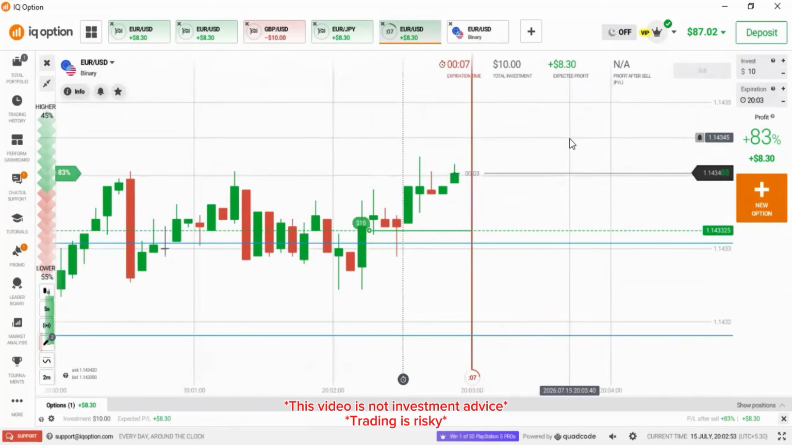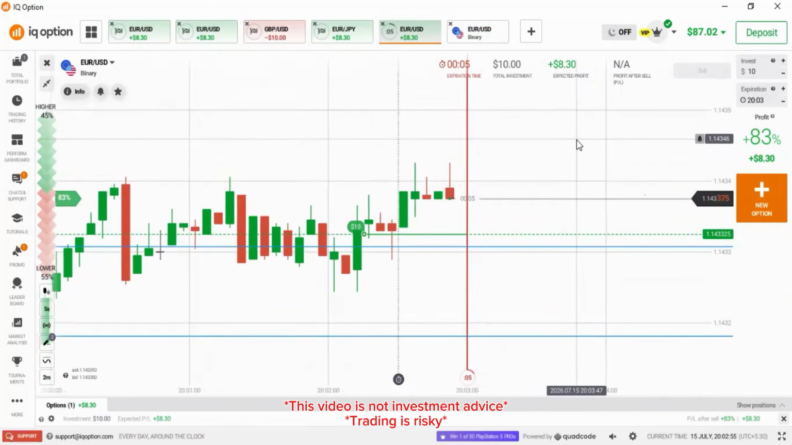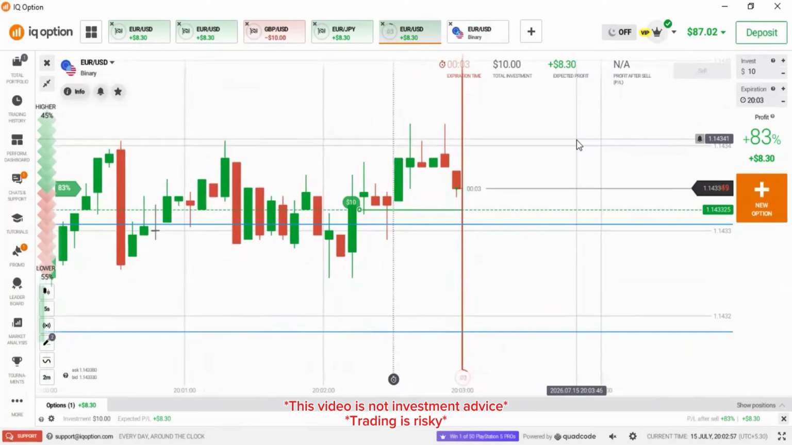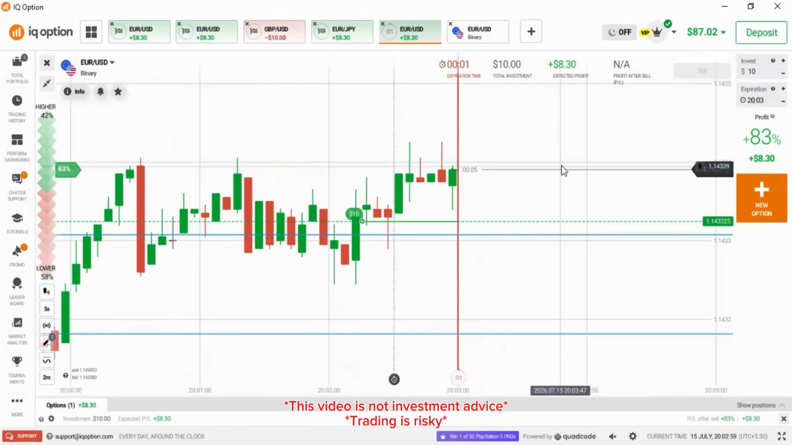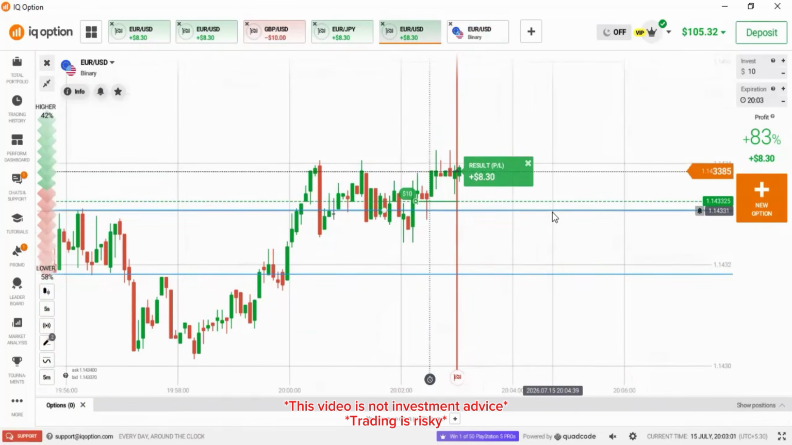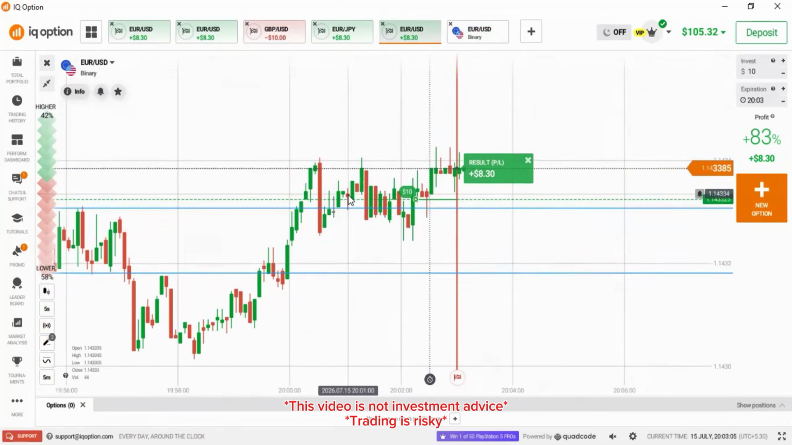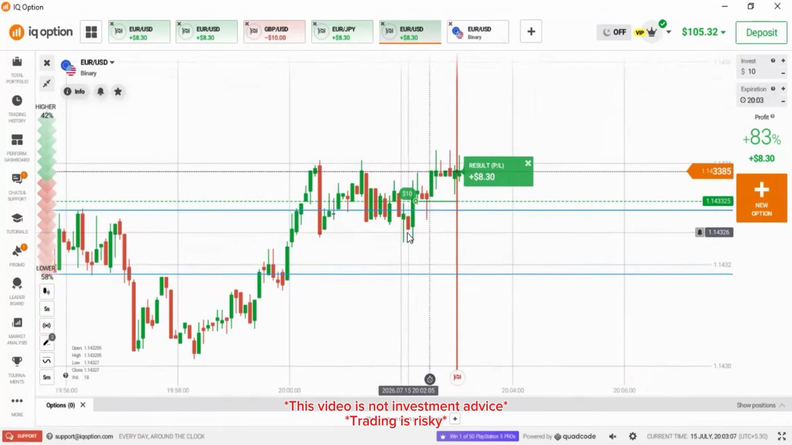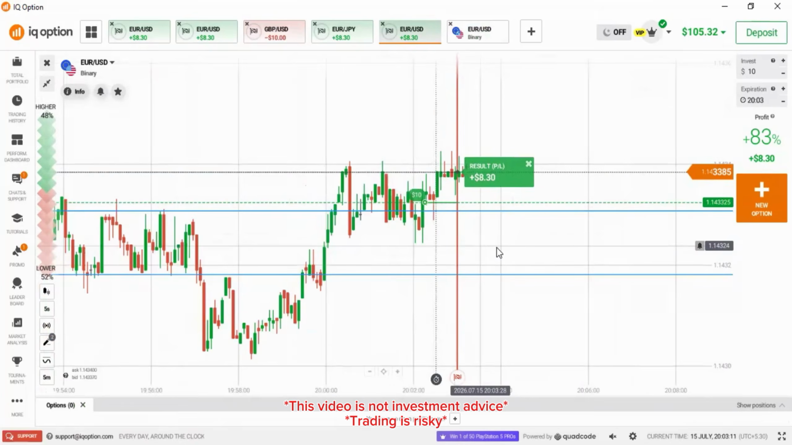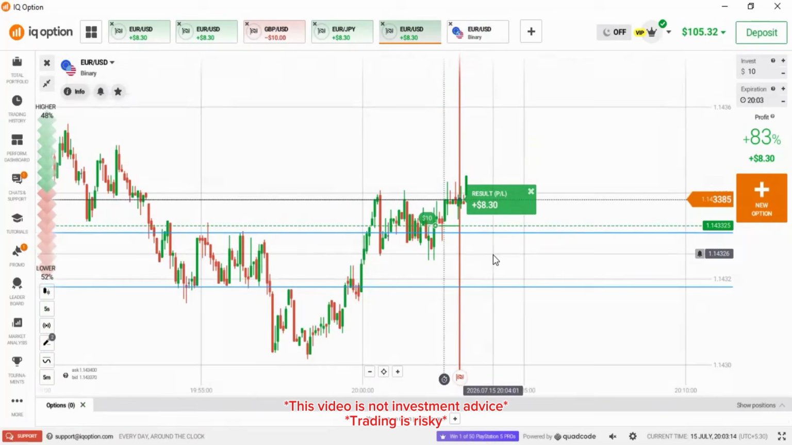Yeah. We have 5 seconds. So this is a winning trade because this is the previous low. The market didn't break the previous low. It means we still have an opportunity to place our trade. That's why I placed my trade here.